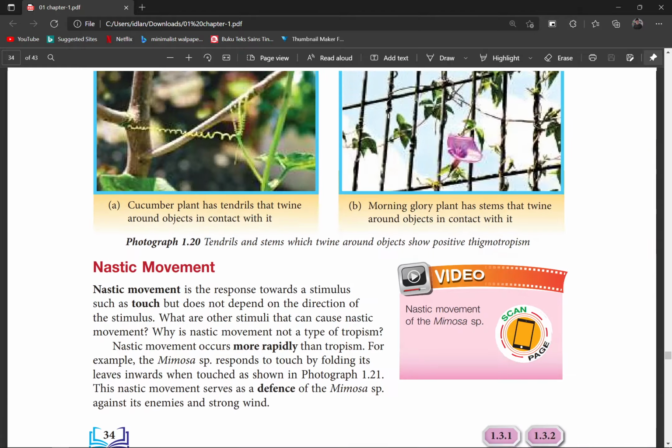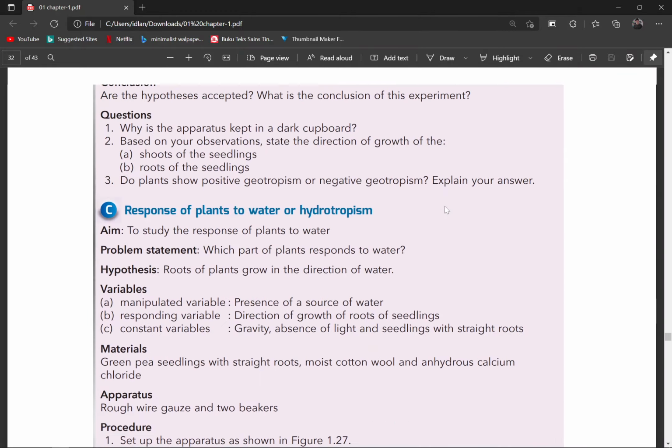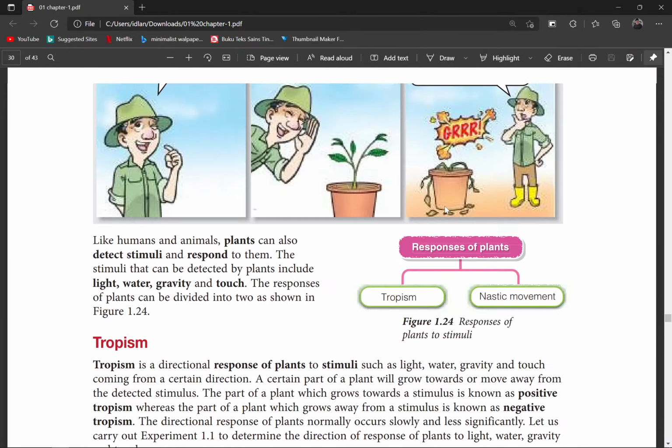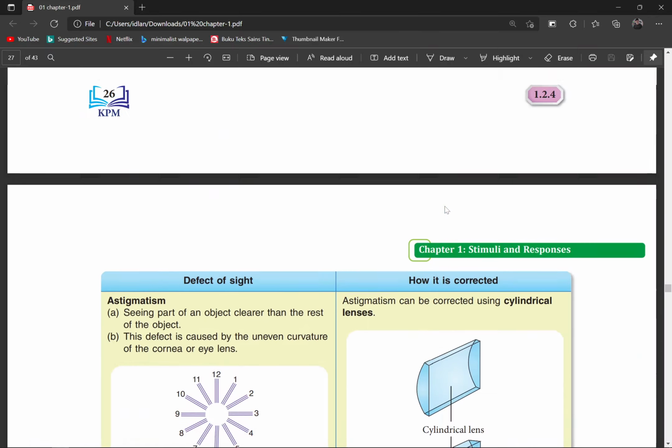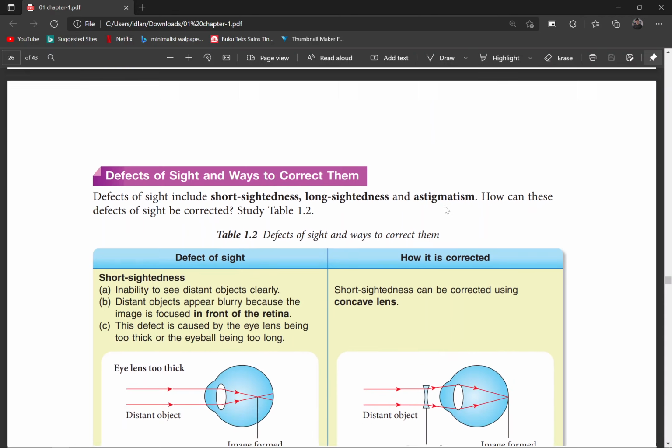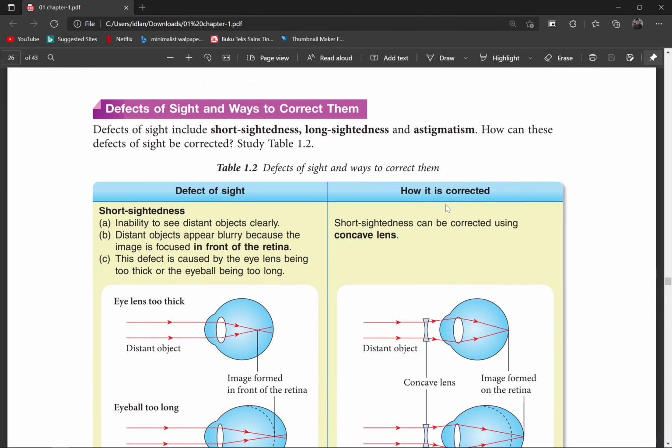So hello, kita sambung our lesson on yang sebelum mata tu. Sebenarnya I dah buat video satu explanation tentang ni, tapi video tu somehow crashed, tak boleh buka. Okay, so we just make it again. Okay, defect of sight and ways to correct them.